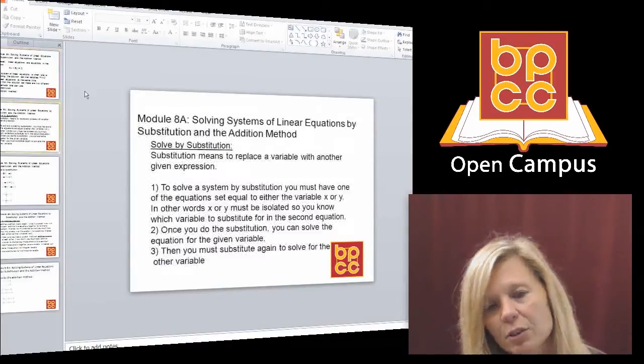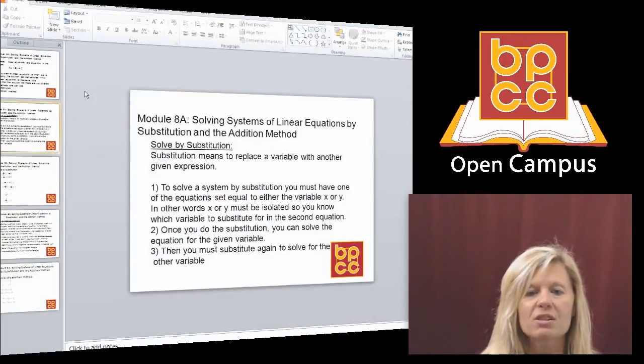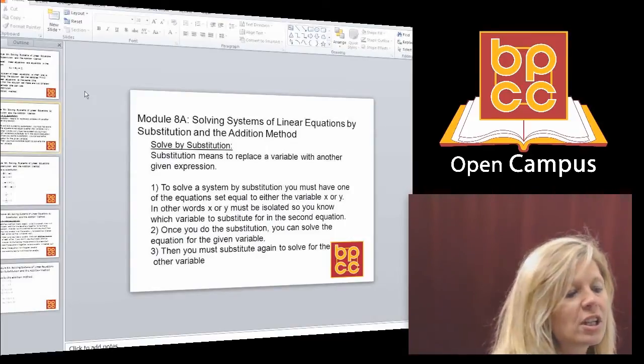If you look here, you know what the word substitute means. It means to replace. What's going to happen today is we're going to replace a variable not with a number, but with another variable expression. So let's go to the whiteboard.